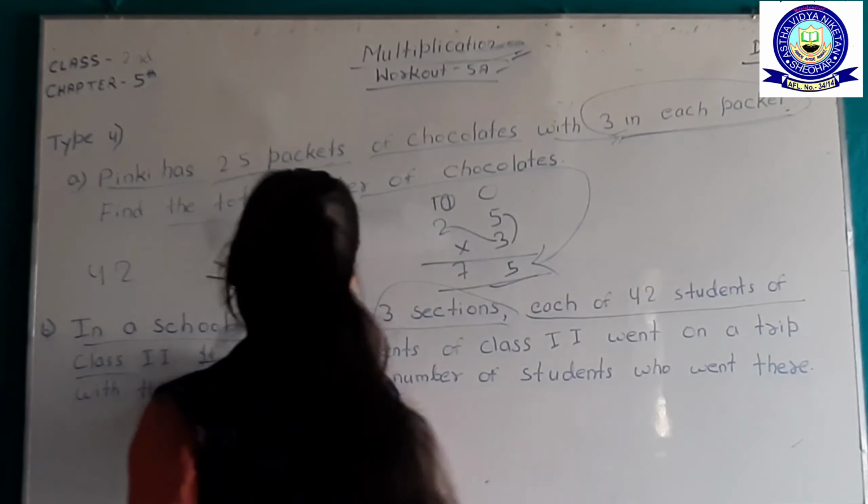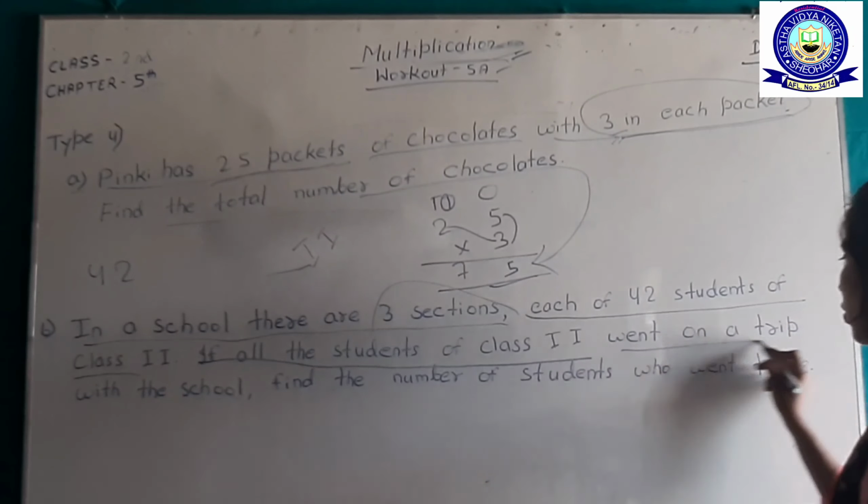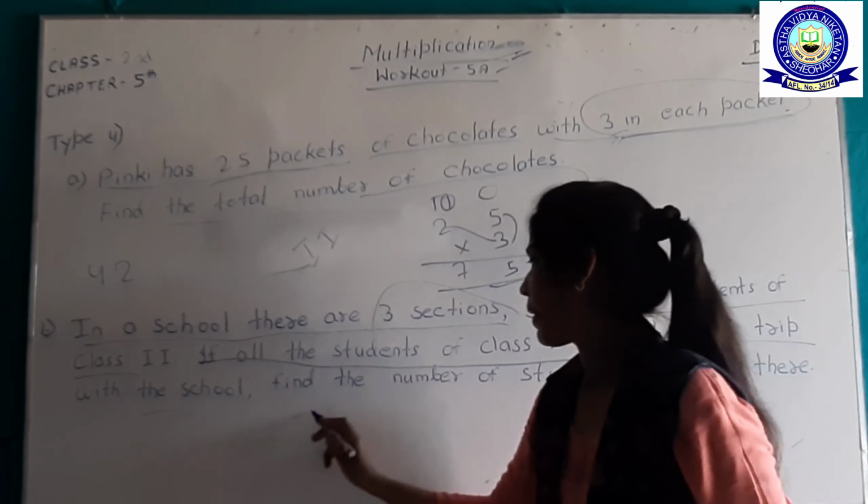42. If all the students of class 2 went on a trip with the school, find the number of students who went there.